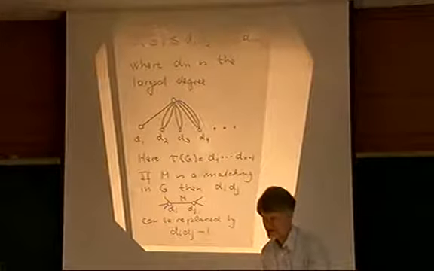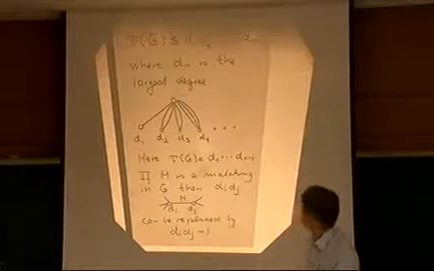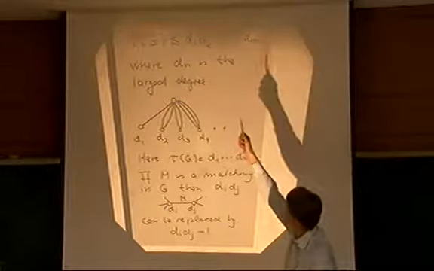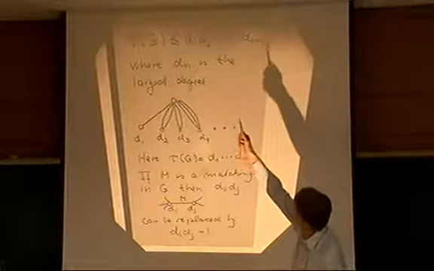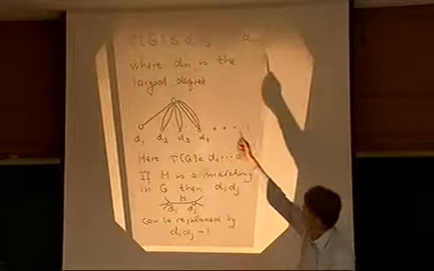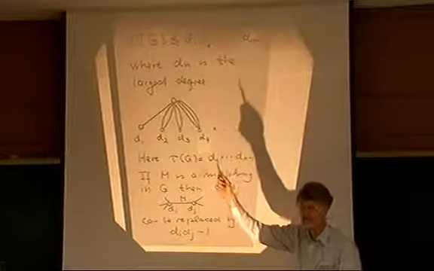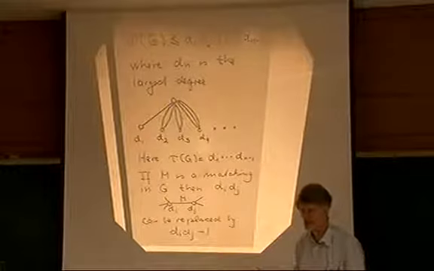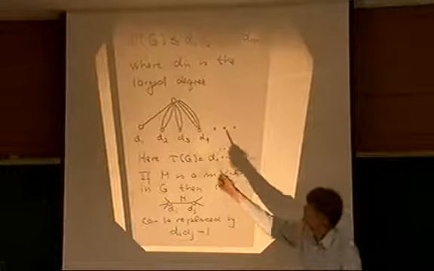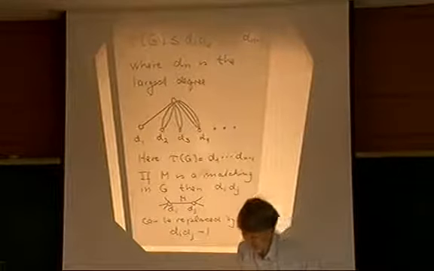So Kostochka's result can't be with multiple edges, because in Kostochka's result, you had a dn here, but then you divided by n. So his result is a little better than what I have here. But mine is best possible. So since his is a little better and mine is best possible, it's because he cannot allow multiple edges. I do allow multiple edges.